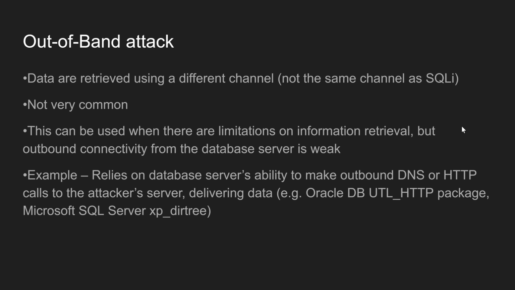Out-of-band attack. Data are retrieved using a different channel, not the same channel as the SQLi. Not very common. This can be used when there are limitations on information retrieval but outbound connectivity from the database server is strong. Example: relies on the database server's ability to make outbound DNS or HTTP calls to the attacker's servers, delivering data. Oracle DB: UTL_HTTP package. Microsoft SQL Server: xp_dirtree.